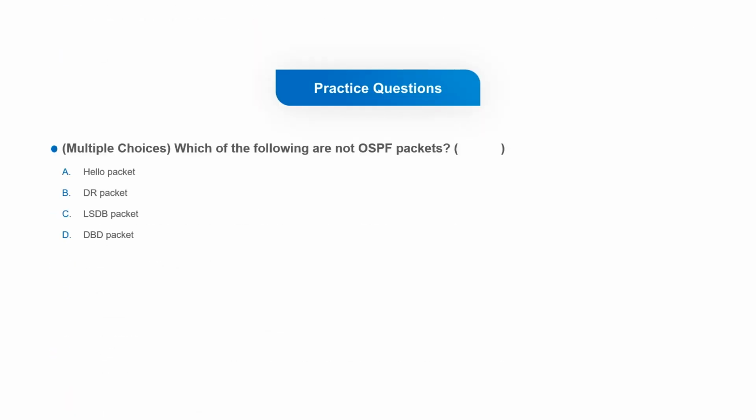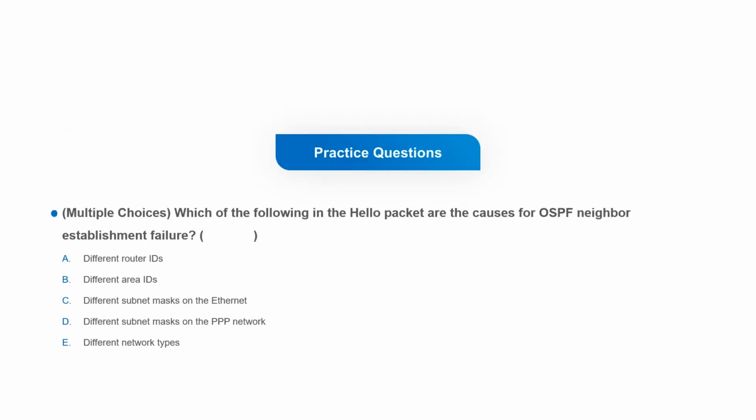Okay, and next is a multiple choice. This question is: which of the following are not OSPF packets? First is the hello, second is the DR, third is the LSDB, and next is the DBD. And we know in OSPF we have 5 types of packets, right? The hello, DBD, LSR, LSU, LSACK. So here the answer is B, C. We don't have the DR packet. We also don't have the LSDB packet, right?